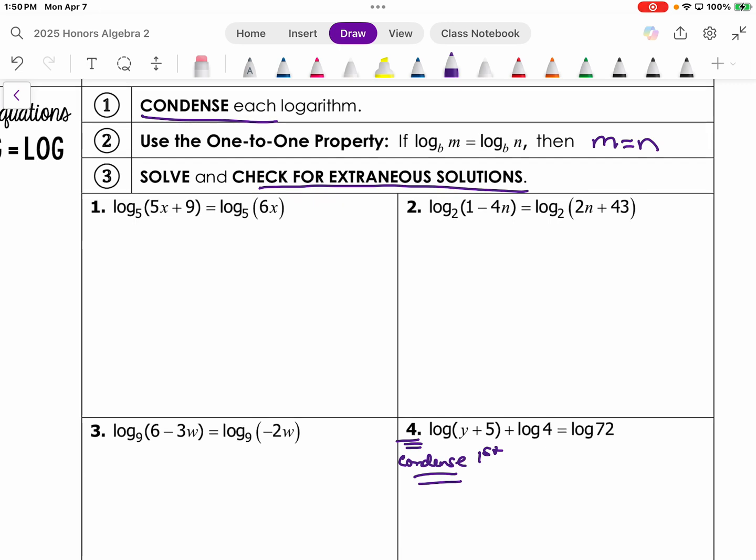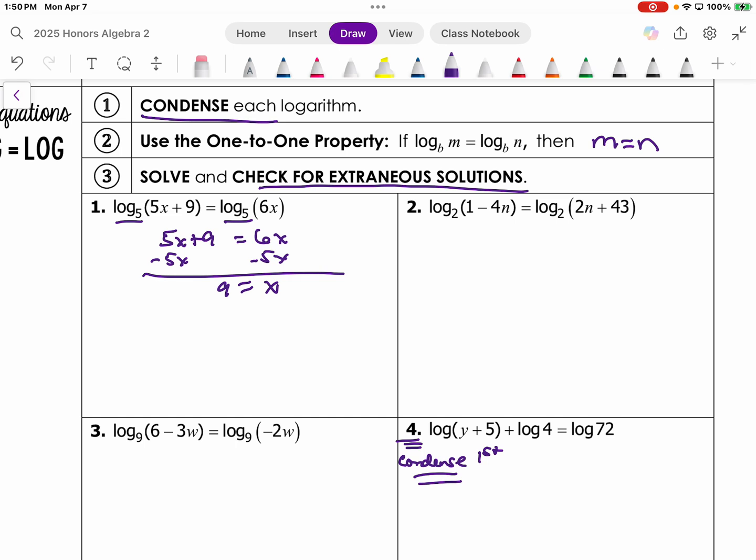So with that in mind, on number 1 here, we notice that we have log base 5 on both sides. Since it's the log of the same base, then really I can rewrite this as 5x plus 9 equals 6x, and I can solve for what x is. Now I just subtract the 5x from both sides. I get 9 is equal to x. And then again, I have to check to make sure it balances.